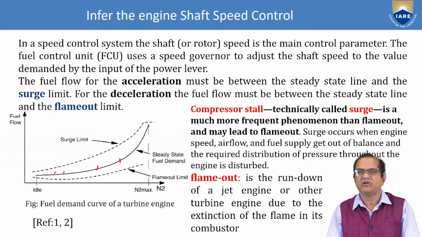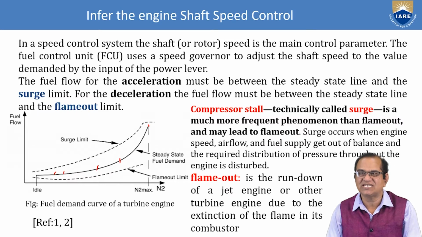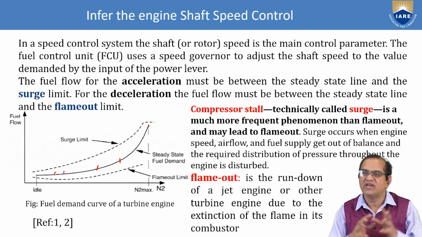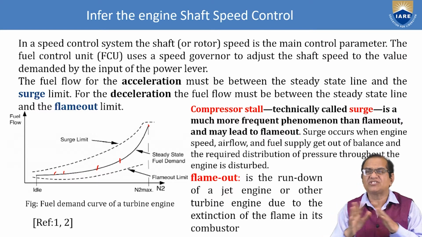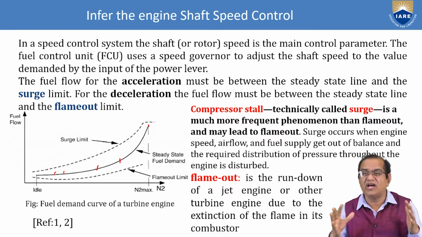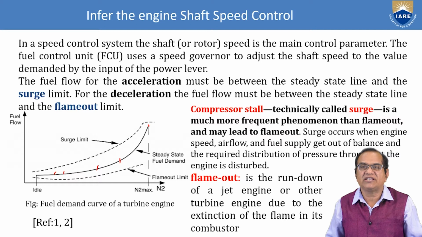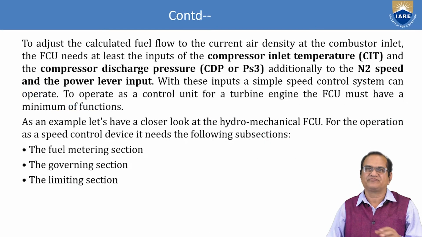And what is the flame out? Flame out is the rundown of a jet engine or other turbine engine due to the extinction of the flame in its combustor. So, if the combustor does not get a sufficient amount of flame, it will extinguish. So, it will flame out. The burning will stop there. So, it is a rundown on the combustion. This is called the flame out, and these are the two types of phenomena which are shown in this diagram.